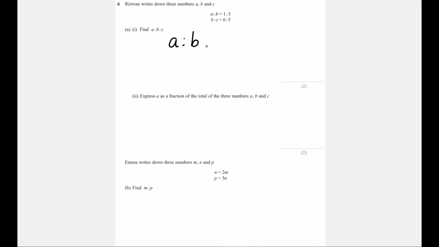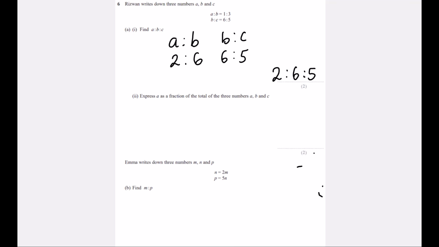So we can just double the A to B ratio. So A to B is 1 to 3. If I doubled it, it would be 2 to 6. And B to C is 6 to 5. So now B is the same. I can just write them together, A to B to C, 2 to 6 to 5. And we can see that A to B is still in the ratio 1 to 3, and B to C is still in the ratio 6 to 5.